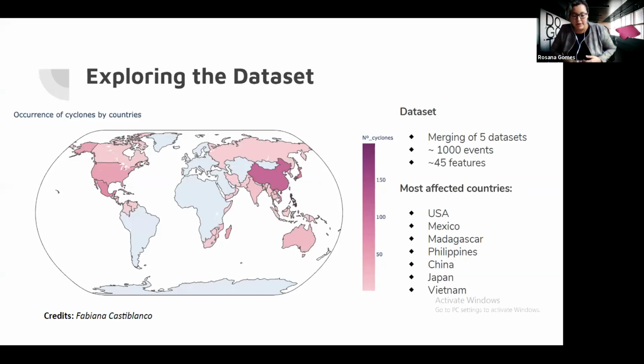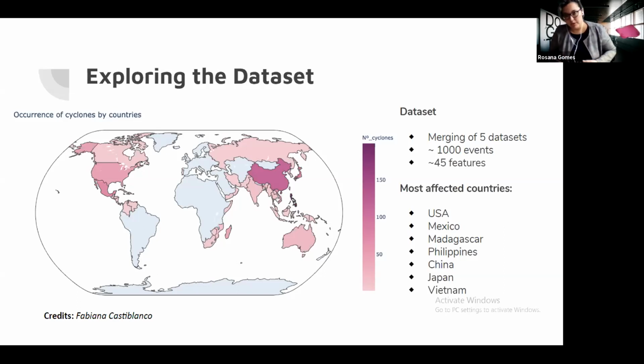And so after collecting all of this data, we came up with a final data set that aggregated all the information that we collected about cyclones, about affected population, about exposed population, and so on. So this was done in a data set of these 5 merged data sets. In the end, we ended up with about 1,000 cyclone events and around 45 features. By features here, I mean this information that we collected, like specific information like the Human Development Index or the speed of cyclone and so on.